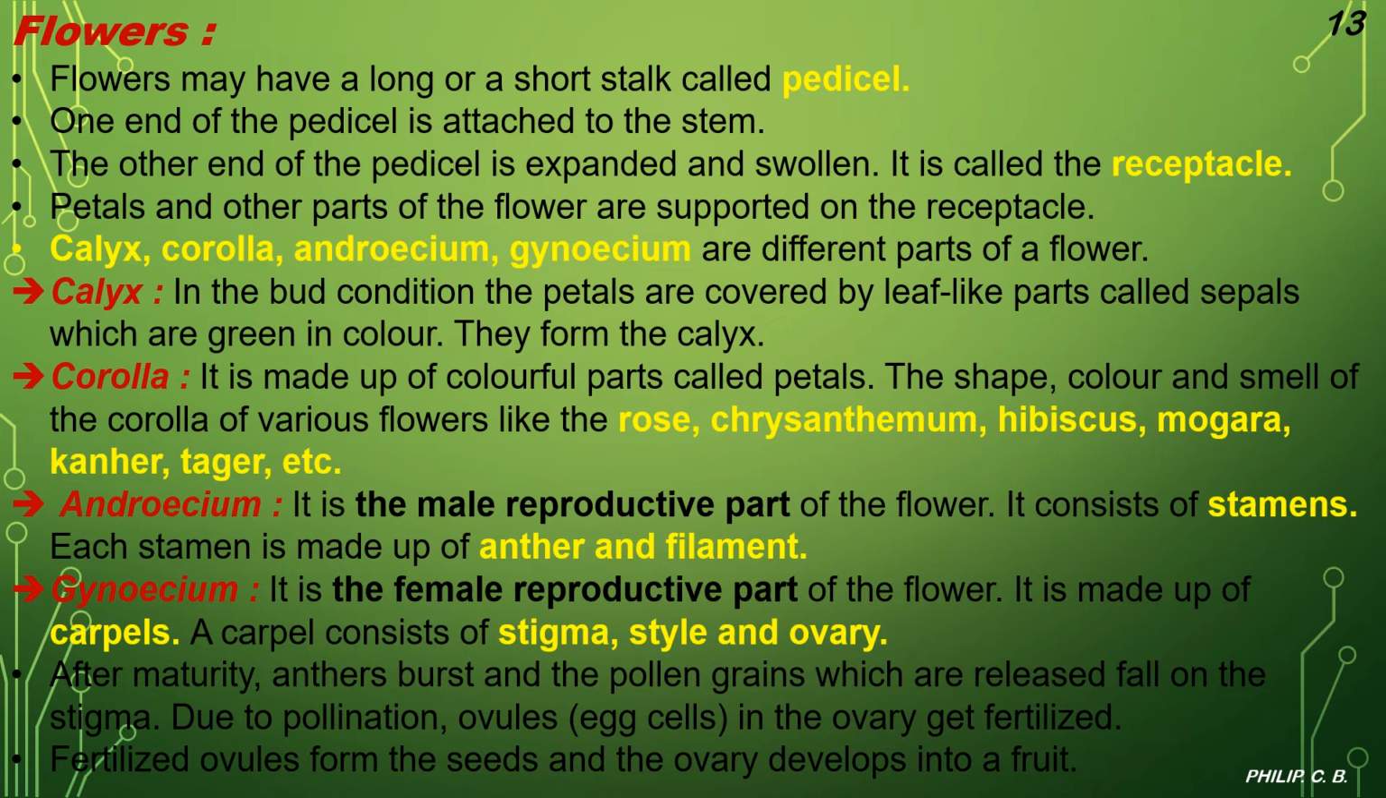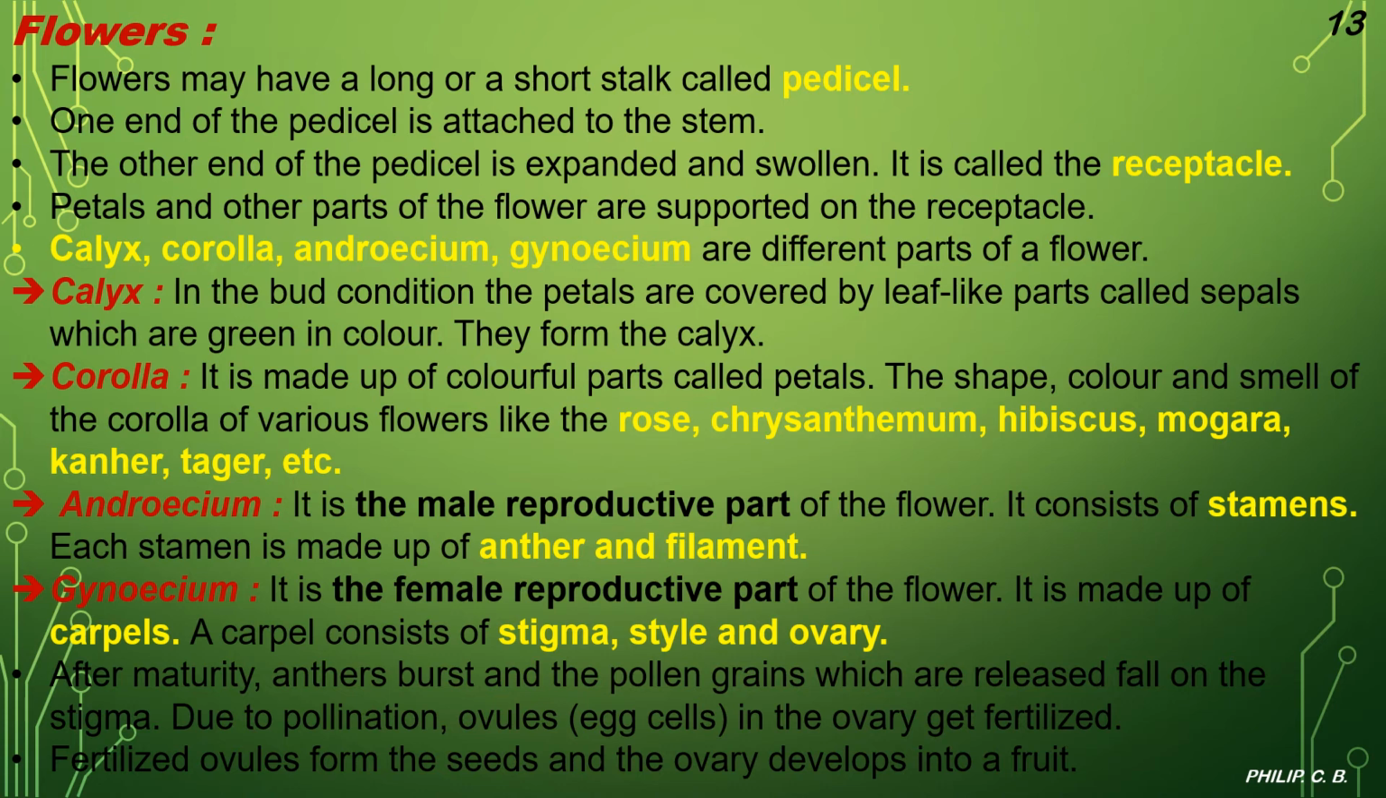Now usually corolla is the colored part, the petals. Below the petals, the calyx, which is mostly green in color. And then androecium and gynoecium. Androecium the male reproductive part, gynoecium the female reproductive part. Androecium has got stamen and gynoecium the carpel.